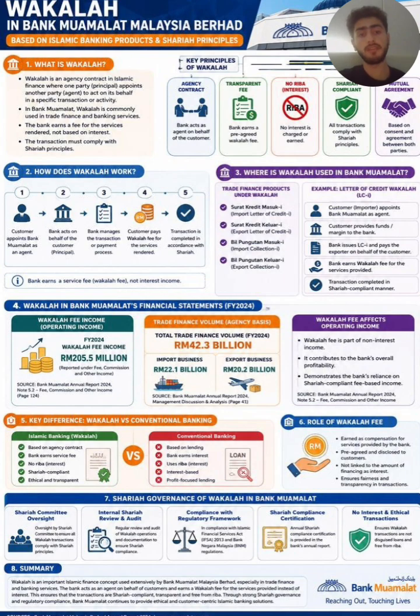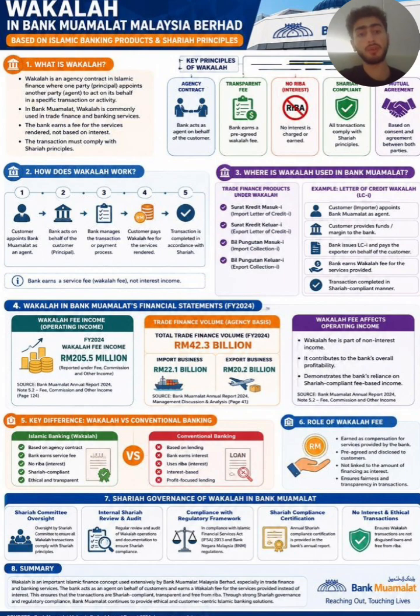The second element is the internal Sharia review and audit. Regular reviews and audits are conducted to monitor the bank's daily operations and identify any potential issues. This helps maintain accountability and ensures continuous compliance with Sharia requirements.